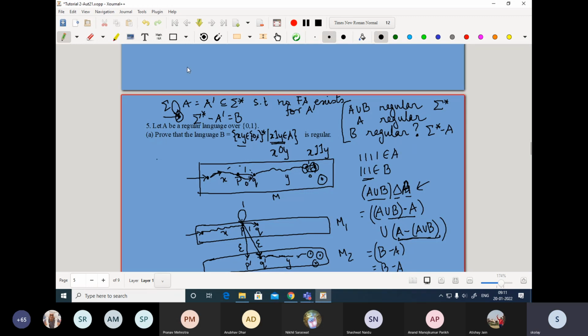I don't think I can give you the example immediately. You think about this. We know that there exist languages which cannot be accepted by finite automata. You think about whether this is true or not. A union B is regular, A is regular, can you show whether B is regular or not? Is this statement true?